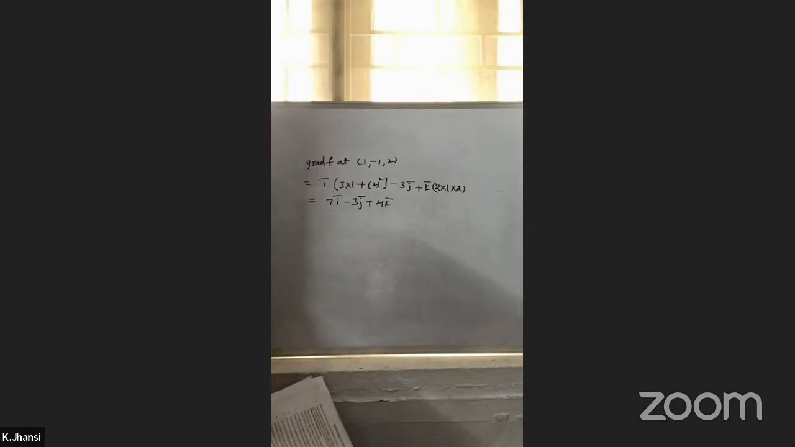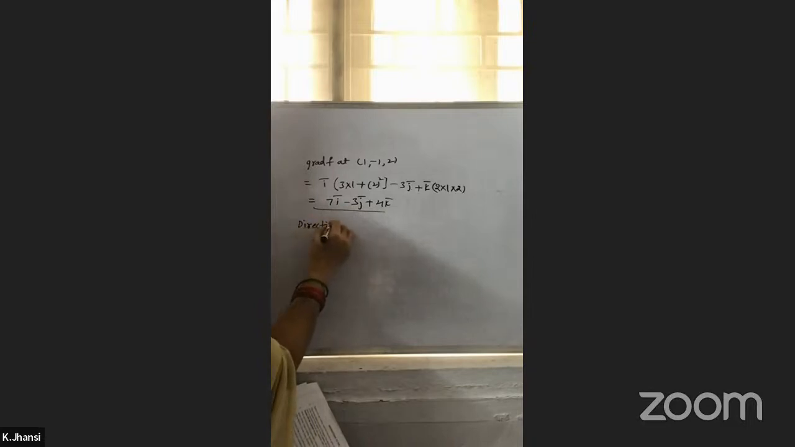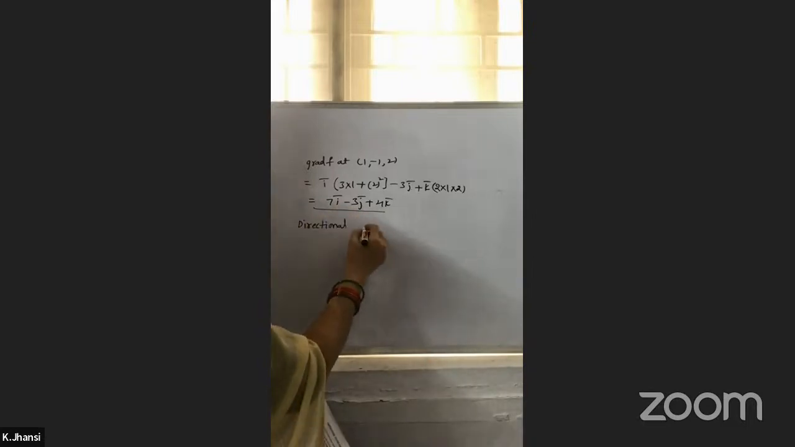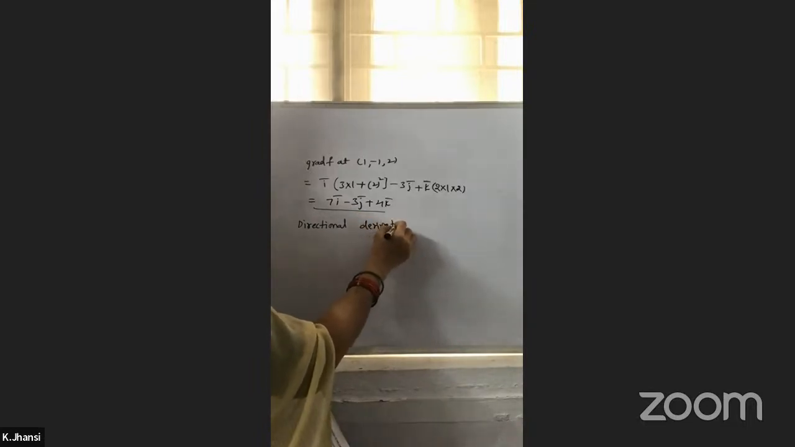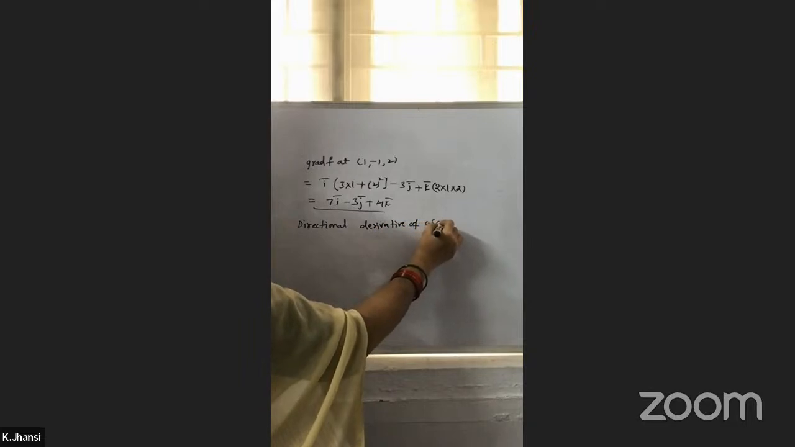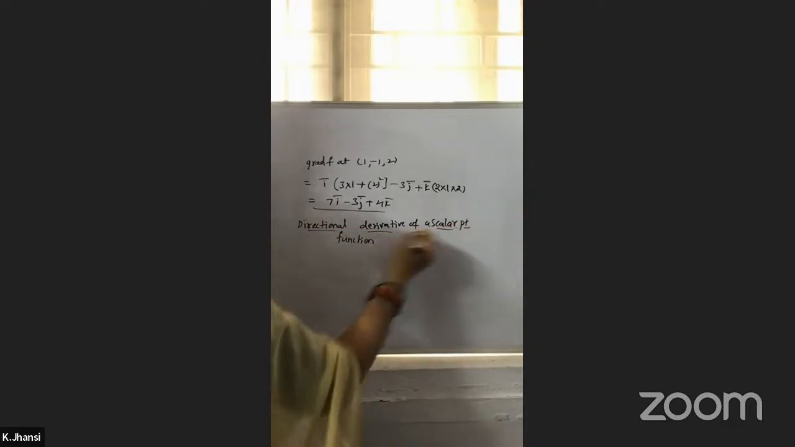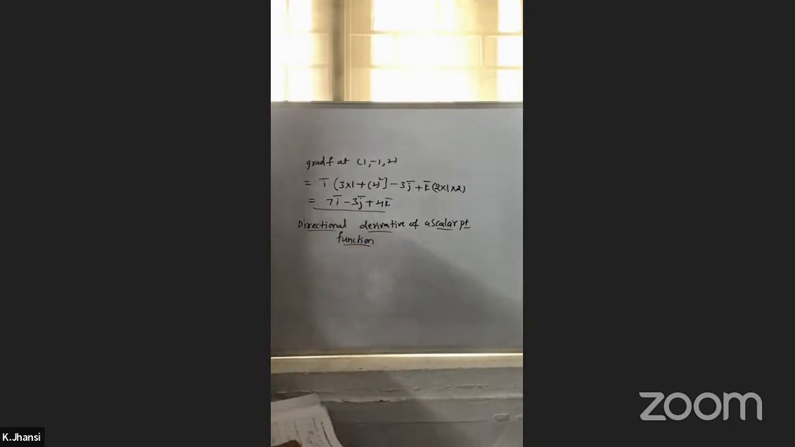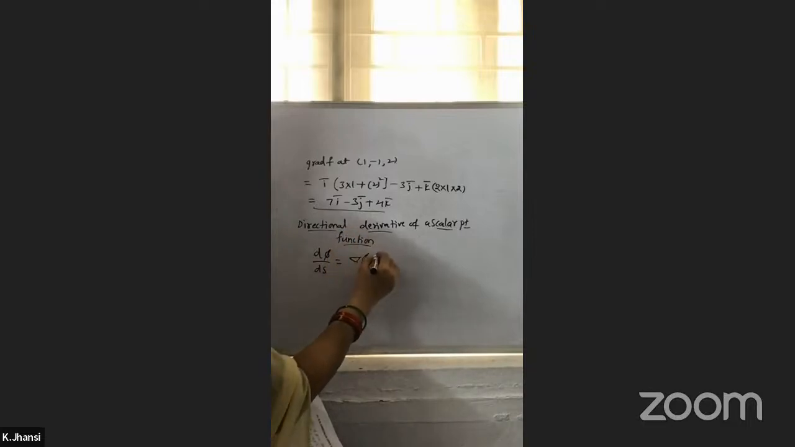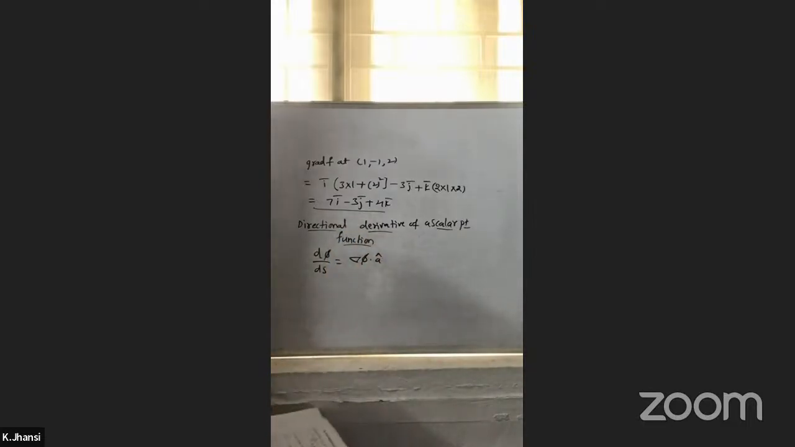Directional derivative of a scalar point function. So for this, the formula is that d phi by ds is equal to del phi into A. Okay, vector A. So this is the formula. If you remember this formula, you can solve the problem.